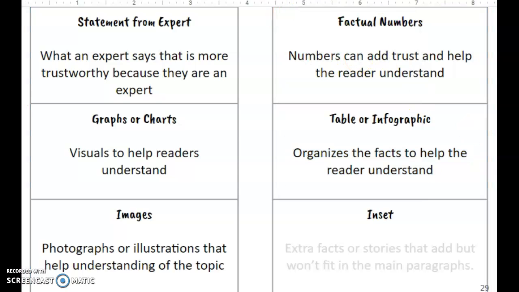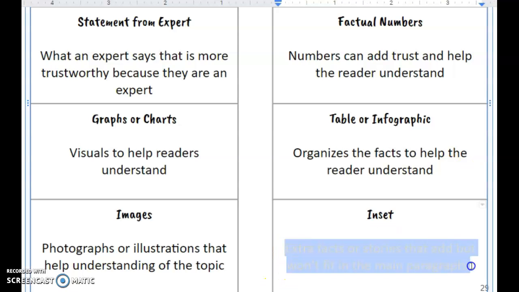For a table or infographic, that organizes facts and numbers to help the reader understand, and then I can see things like, if I put all of the different grade levels and then I see how they're doing on a given test, I then know how they're doing specifically maybe in math versus reading.